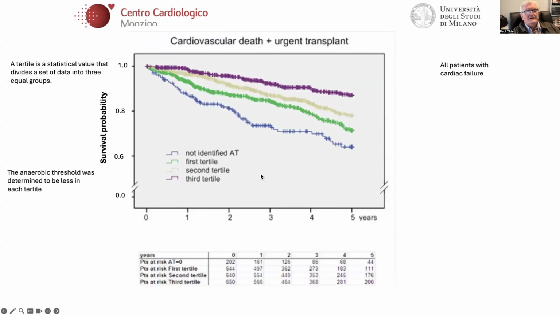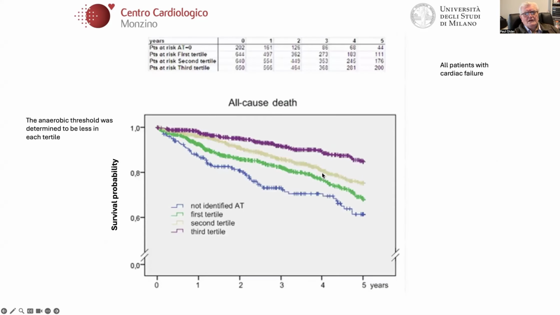If we then divide into tertiles, where the tertile is a third of the group of equal size. So each one of these are around 640, and these represent anaerobic thresholds of lower and lower value. But notice, whatever your anaerobic threshold, you're still better off if we know it than if we don't. The same thing applies to all-cause death.